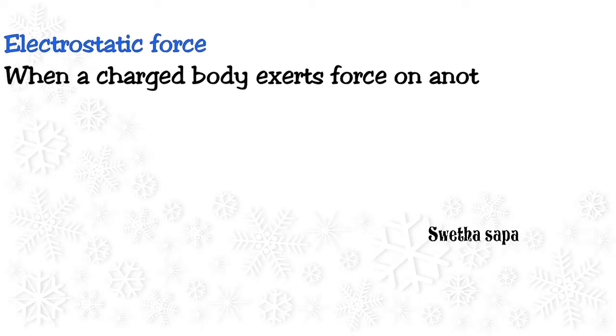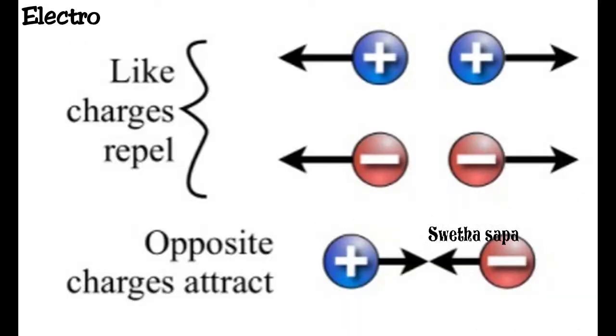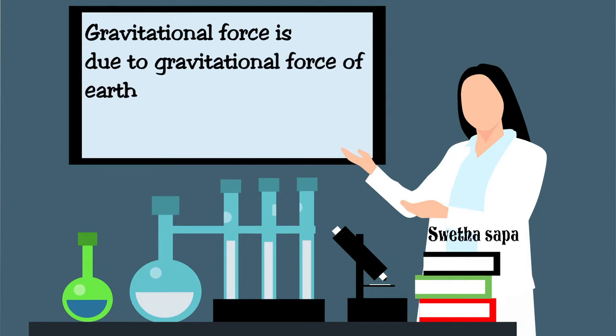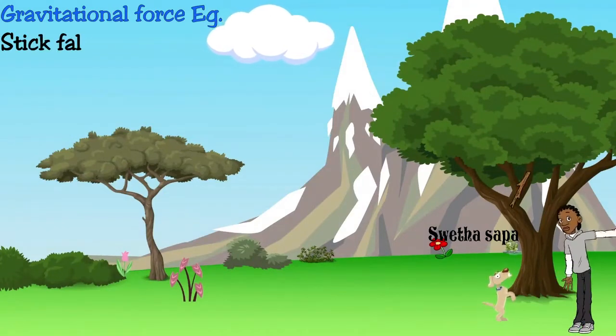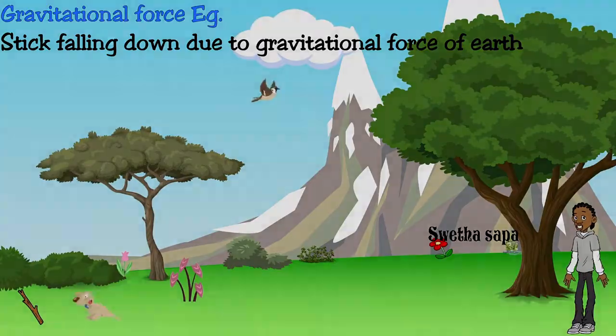Next is electrostatic force. When a charged body exerts force on another charged or uncharged body, that is called electrostatic force. Here in this video you can see the like charges repel each other, that is move away from each other, and unlike charges attract each other. And finally, gravitational force. Force exerted on an object by the gravity of the earth is called gravitational force. Here when a person throws a stick into the air, it falls again on the earth.